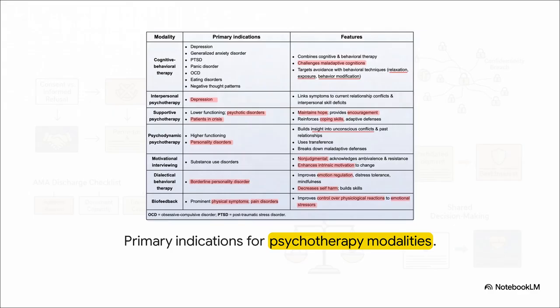Let's quickly rapid-fire some high-yield psychotherapy associations. If you have a patient with depression that's heavily tied to current relationship conflicts, interpersonal psychotherapy is your gold standard. Dealing with borderline personality disorder, dialectical behavioral therapy is the specific indication there to help improve emotion regulation and cut down on self-harm. And if you're seeing prominent physical symptoms or pain disorders, biofeedback is the way to go to help them control their physiological reactions to stress. Matching the right therapy modality to the pathology is exactly what they want for your next best step.